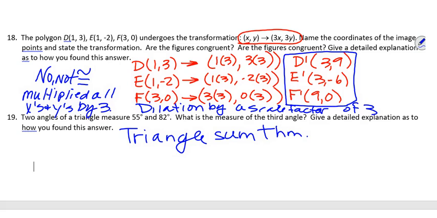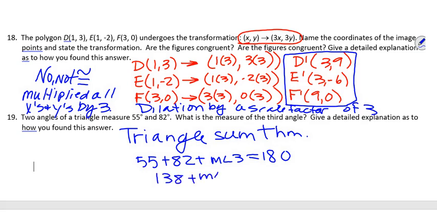And then when I add 3 angles together, they have to equal 180. So I'm going to say 55 plus 82 plus the measure of angle 3, that's got to equal 180. So 55 plus 82, that is 138, plus the measure of angle 3 equals 180. So we're going to subtract the 138 from both sides.